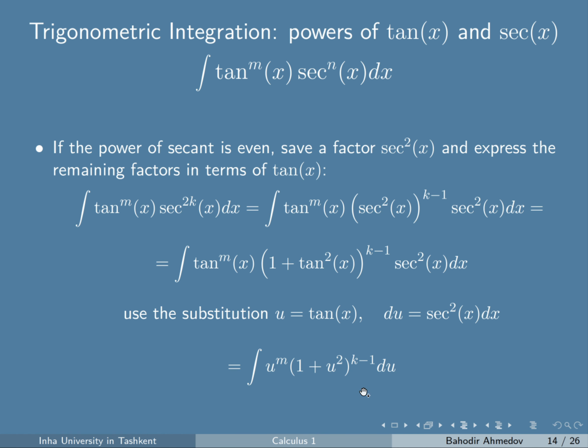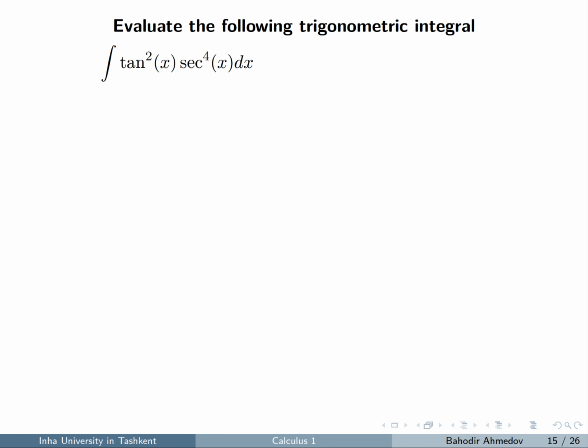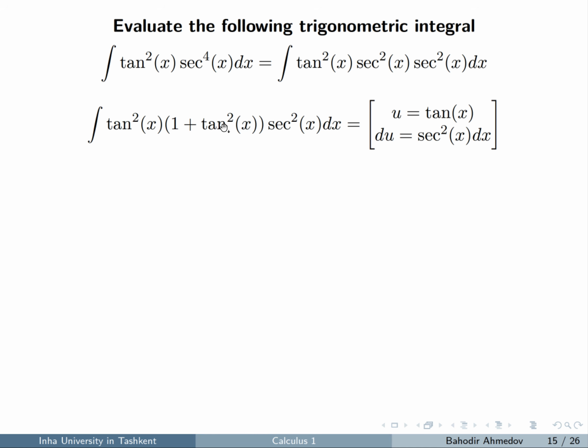And integrating this is pretty much straightforward because we just need to use the integration of the power function. So let's consider this example. Here the power of the secant is even, right? We're going to write this as a secant squared multiplied by a secant squared. So we're going to save one of them for the du, right? And now we just need to express the other secant squared in terms of the tangent squared. So by the formula, 1 plus tangent squared, we can write down the secant squared, right?